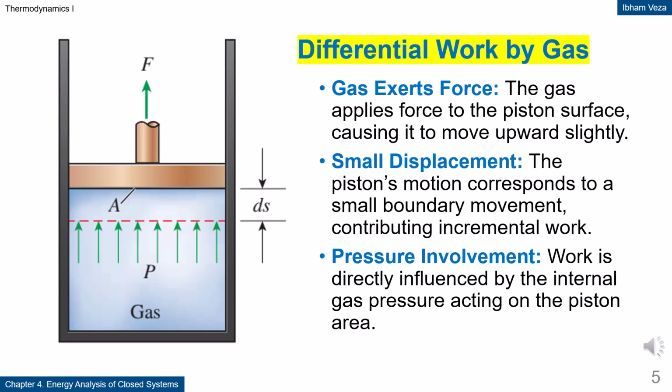Differential work by gas. The gas exerts a force on the piston and causes a small displacement of the system boundary. This small displacement produces an infinitesimal amount of differential work. The magnitude of this work depends on the gas pressure and the piston area. By accumulating these small works, the total work can be calculated. This concept is the basis for deriving the boundary work equation.